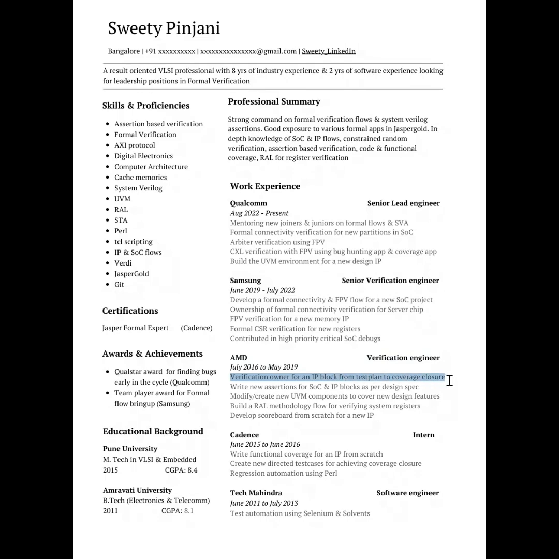They have taken complete ownership. Then they have written some new assertions for SOC and IP block. They have modified or created new UVM components as required for the new design features. They have built the RAL methodology flow from scratch for verifying some system registers. And they have developed a scoreboard from scratch for a new IP.